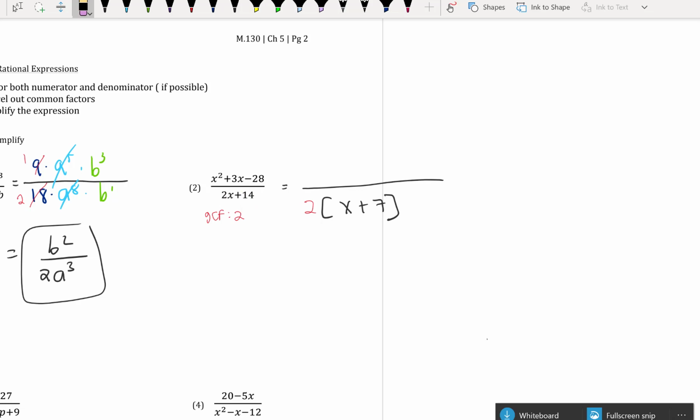Now, I really want to focus on that numerator. Here, I can factor using the AC method.